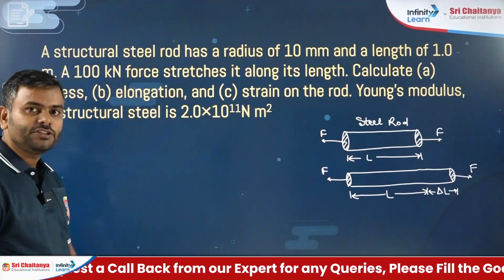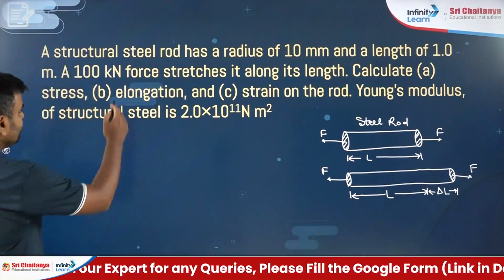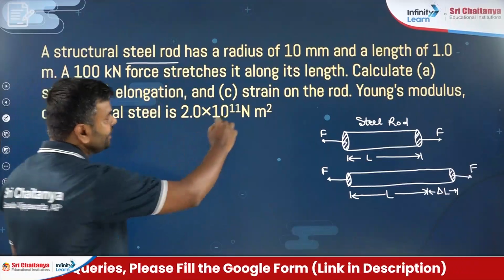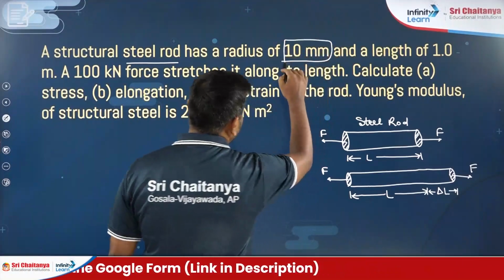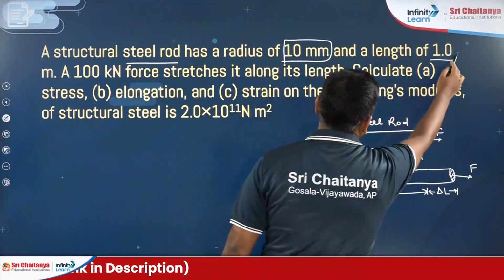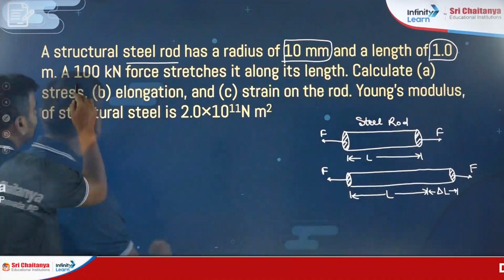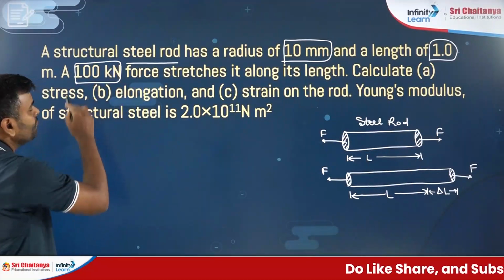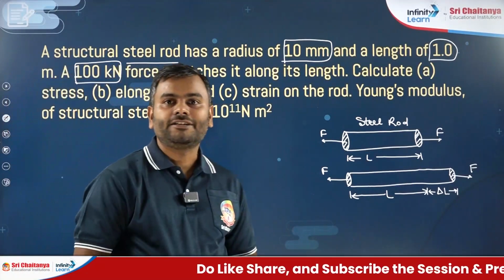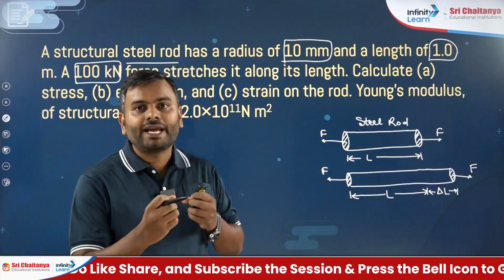The first question we have to solve here is: a structural steel rod having a radius of 10 mm and a length of 1 meter. We are applying an external force of 100 kilonewton on that rod. To do what? To elongate that rod.